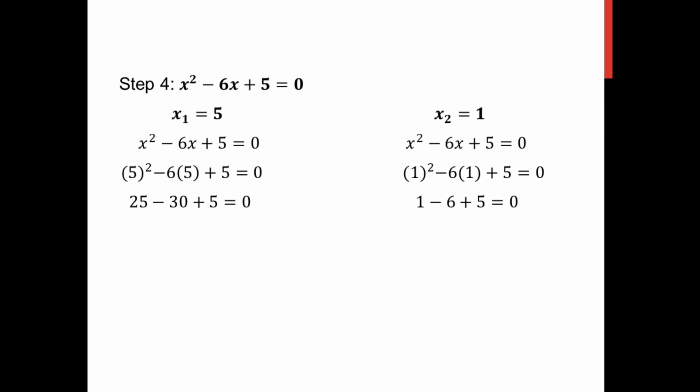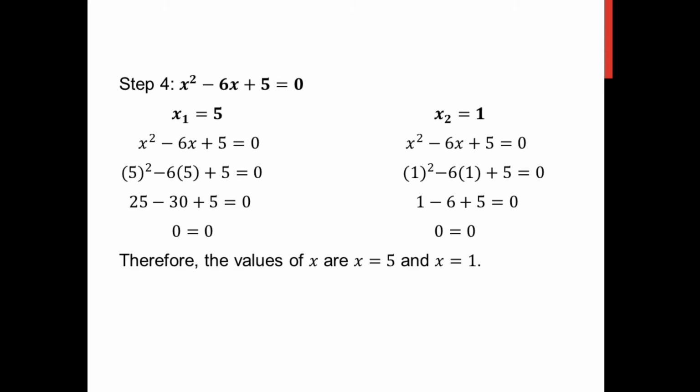5 squared equals 25, minus 6 times 5 is 30, plus 5 equals 0. And for x sub 2, 1 squared is equal to 1, minus 6 times 1 equals 6, plus 5 equals 0. So 25 minus 30 plus 5 is equal to 0, and 1 minus 6 plus 5 is equal to 0. That means that the values of x are x equals 5 and x equals 1. So that is how you solve a quadratic equation using the quadratic formula.